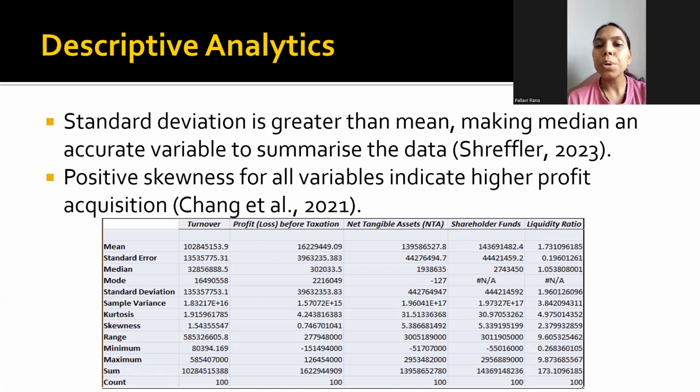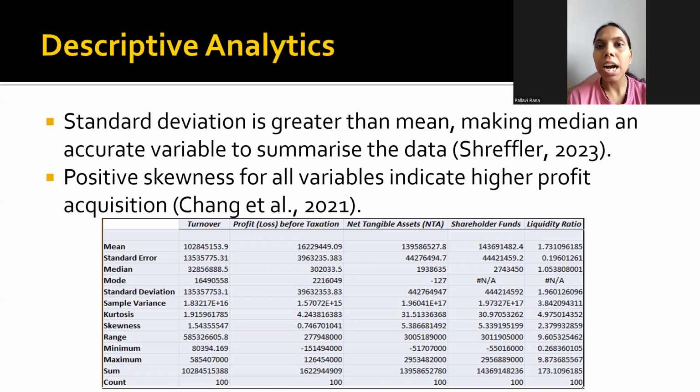The positive skewness value for all variables shows that the data is positively skewed, meaning the distribution of the data is along the left side of the mean. According to the change in 2021, the positively skewed distribution for the financial results variable indicates a higher possibility of acquiring better profit, which makes the industry a preferred choice among investors.